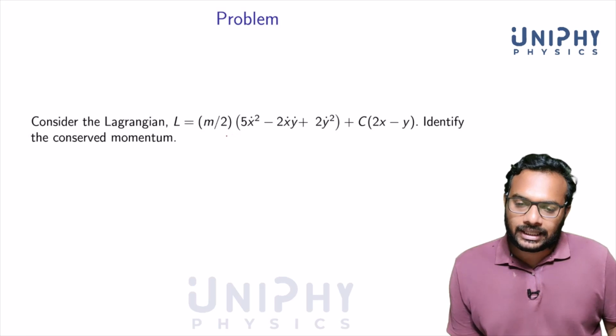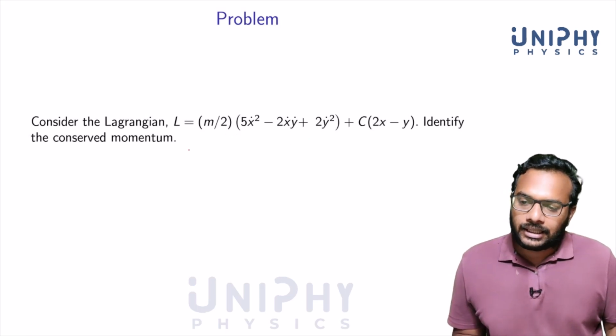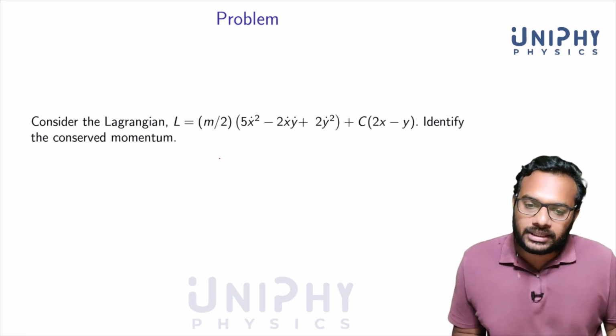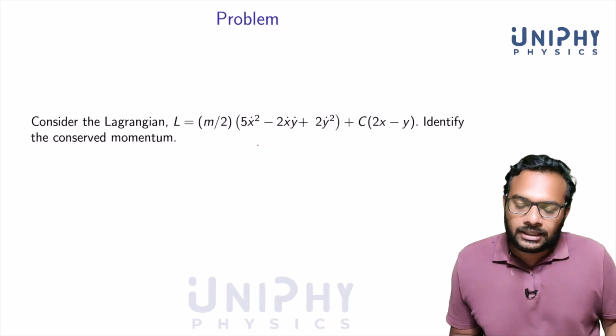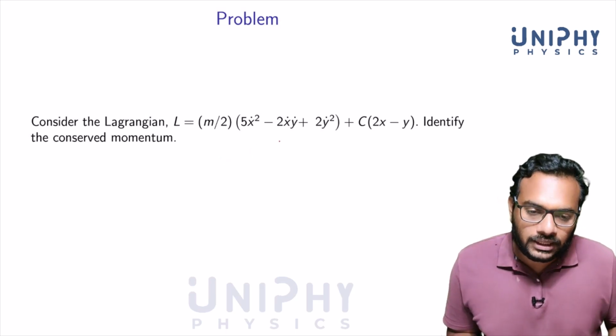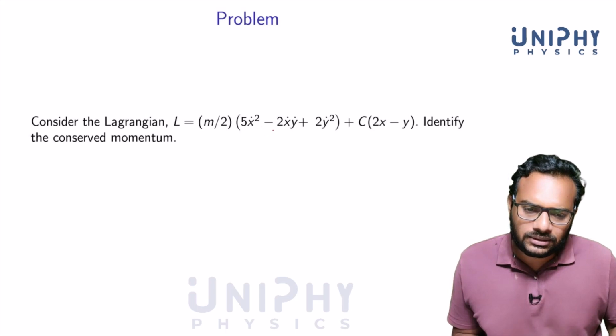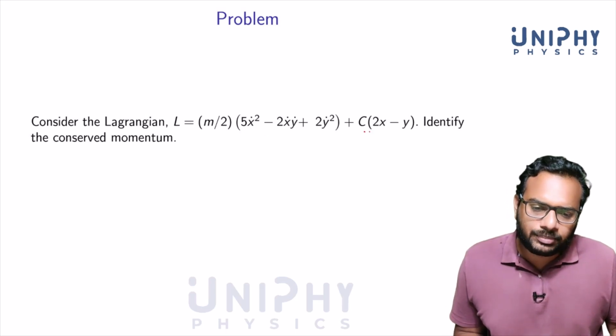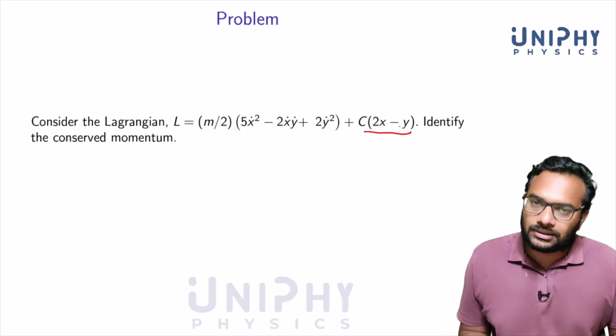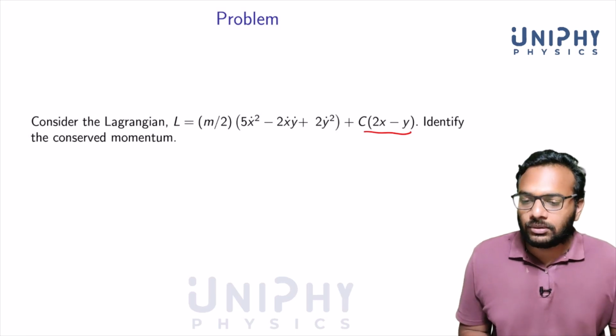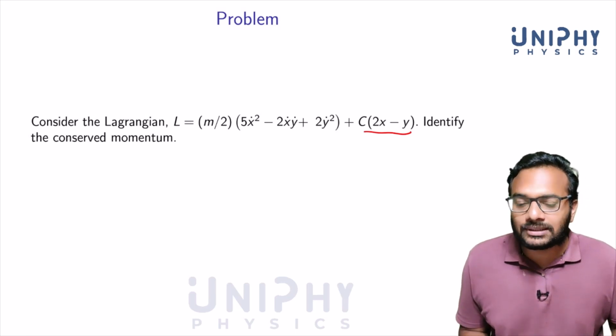We have got a Lagrangian. The Lagrangian is given like this, and we are supposed to identify the conserved momentum. We'll use Noether's theorem, as we discussed so far. So what do we have here? In the previous problem we had cyclic coordinates, and the symmetries were obvious just by looking at the Lagrangian. Here it's not so obvious because there are no cyclic coordinates.